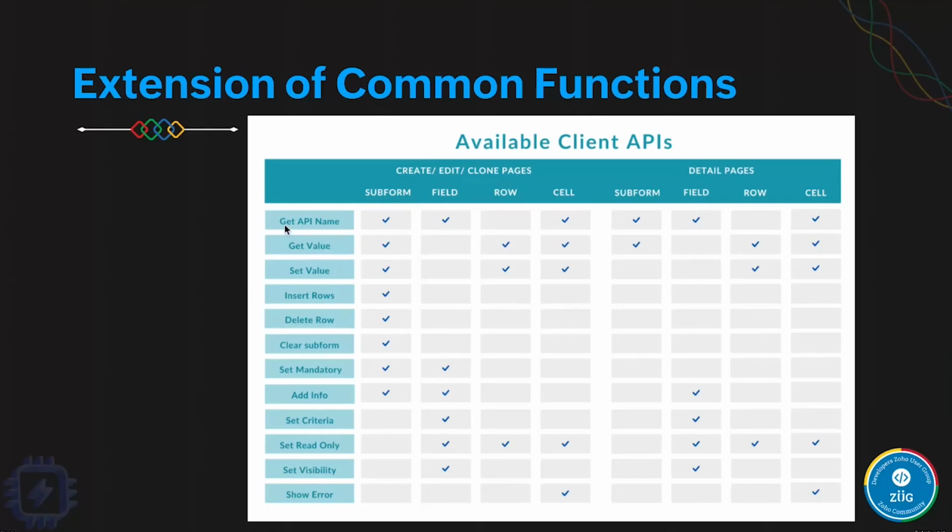So this get API name is one row, this get value is another row, and this set value is another row. This subform is one field, the field is a field, row and cell are fields. Where these rows and fields intersect is one cell, right? So if I want to manipulate this tick, I have to access the cell of this row to manipulate this tick.